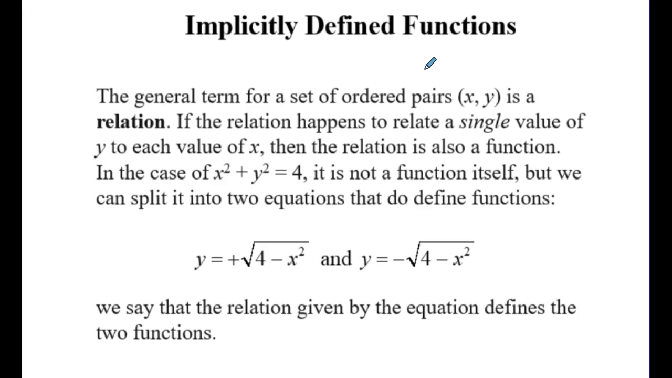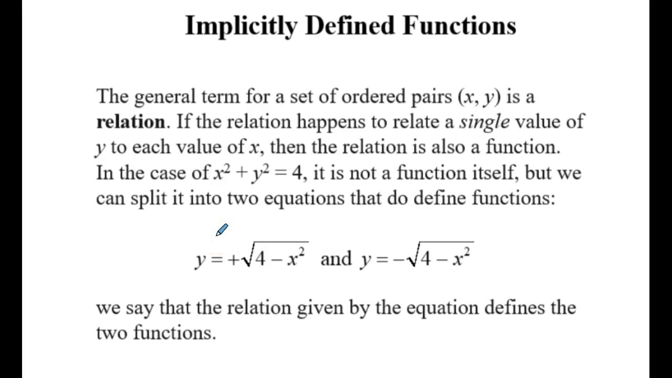When we have cases of circles and ellipses, okay, so in the case of x squared plus y squared equal to 4, this represents a circle if we graphed it. That is not a function because it would not satisfy the vertical line test. Okay, for each x value, we would have 2 y values that would make that equation true. So what we can do is split this into 2 equations that do define the function. Okay, so if we isolate y by itself, we would get y equals the positive square root of 4 minus x squared, and y equals the negative of the square root of 4 minus x squared.